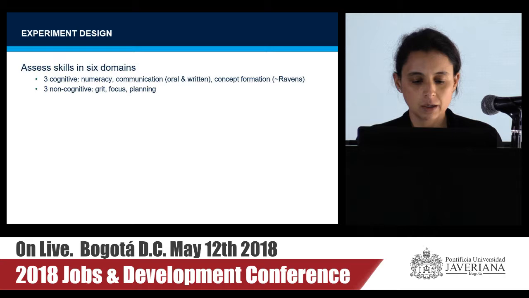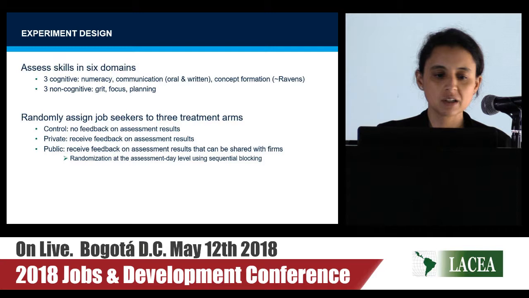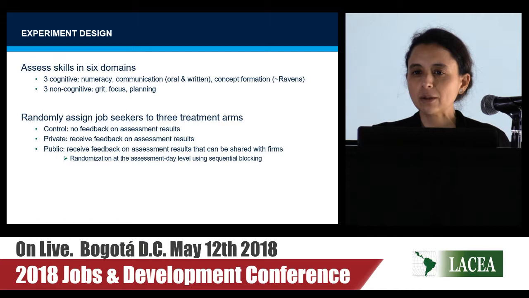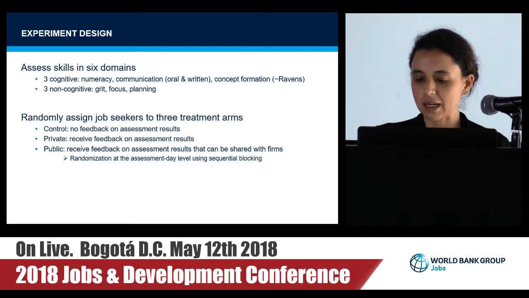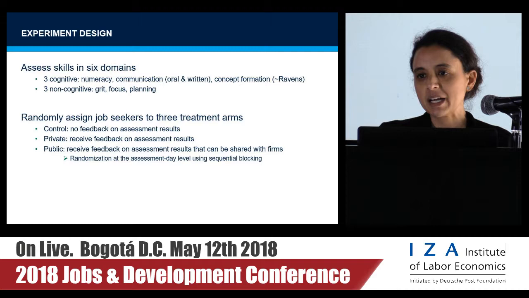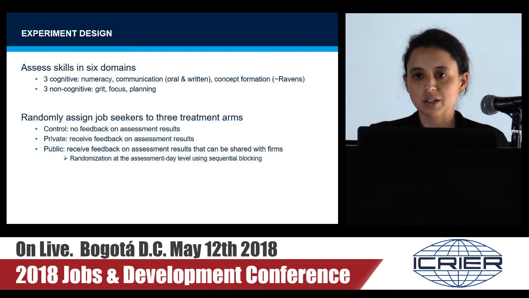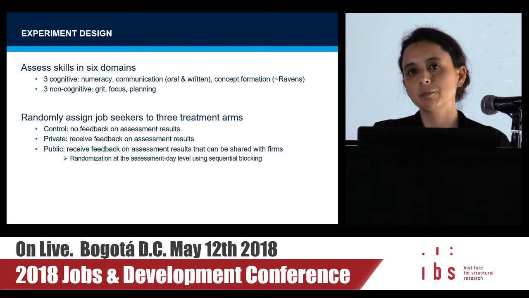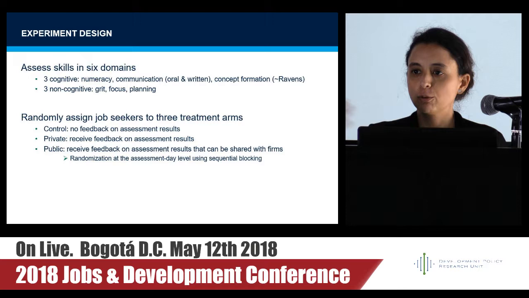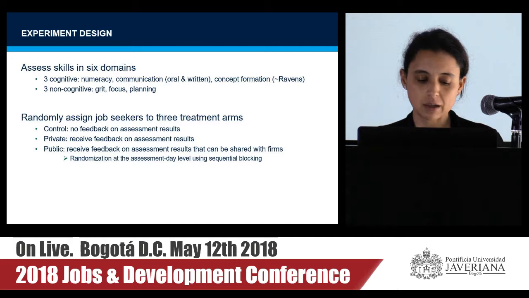We randomly assigned job seekers to three treatment arms. We don't randomize at the individual level, but we do an assessment-day level randomization using sequential blocking. What I mean by this is that we divide the trial period into blocks of 9 days, and among those 9 days, we randomize 3 days to control, 3 days to the public treatment, and 3 days to the private treatment. We do this to control for potential contamination effects between individuals attending the assessments on the same date who receive different treatments from our intervention.